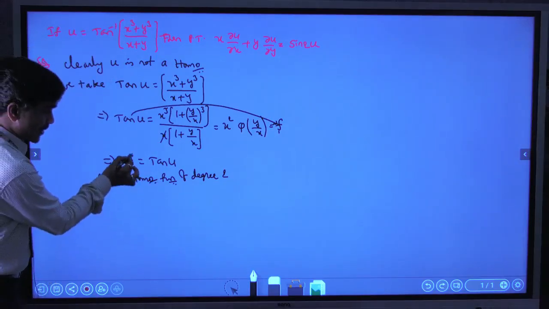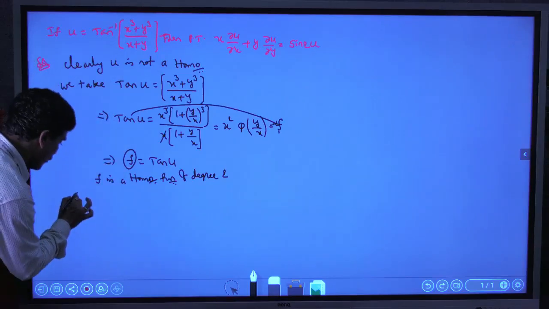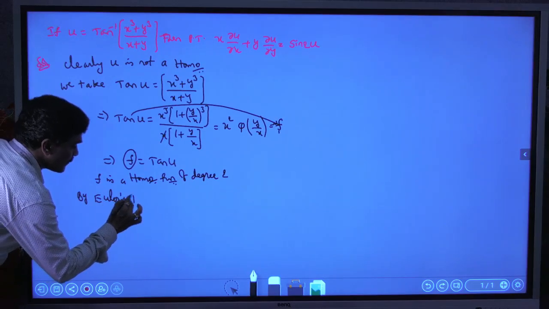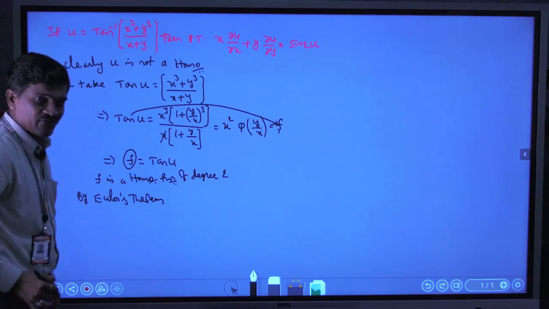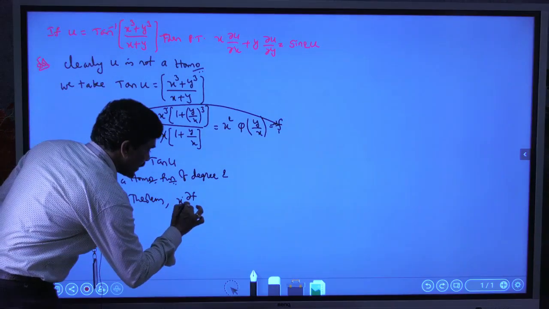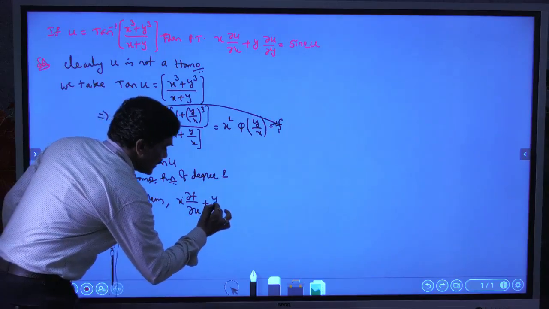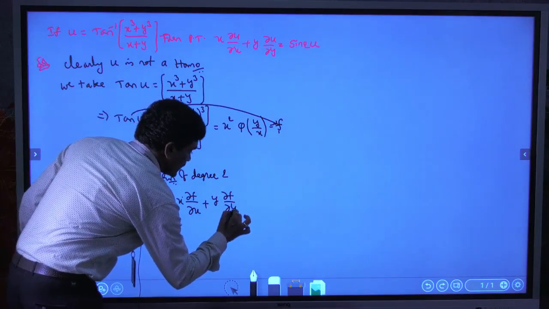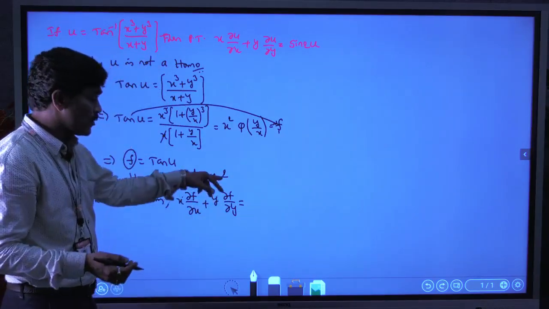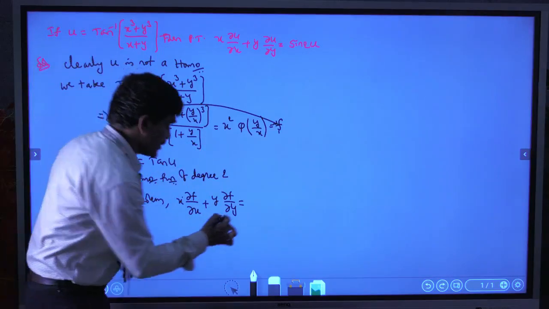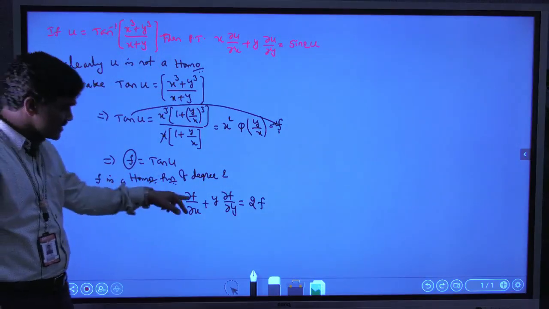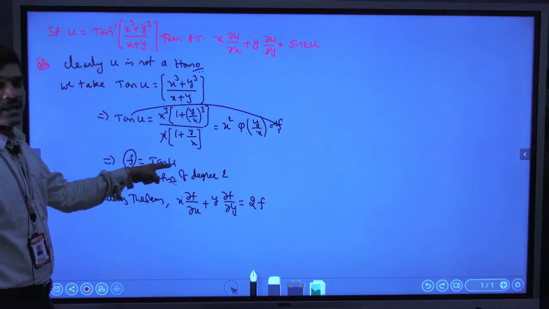Now the given function, here function f is the homogeneous function. Now write by Euler's theorem, for the function f, what we can write: x dou f by dou x plus y dou f by dou y is equal to n into f. Here n is the degree of the homogeneous function. So what is the degree here? 2 is the degree. That's why we write 2f. This is the Euler's theorem. But what is f? Here f is the tan u.